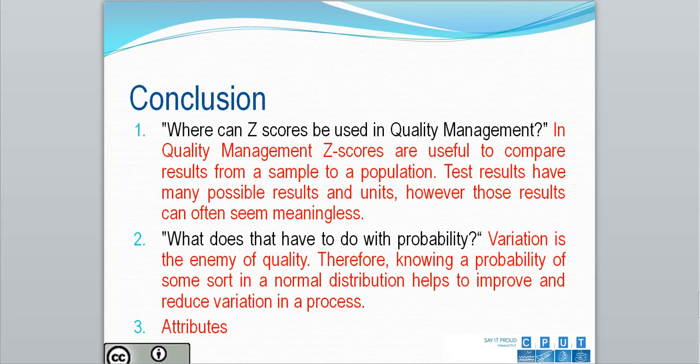So what does that have to do with probability? Variation is the enemy of quality. Therefore, knowing a probability of some sort in a normal distribution helps to improve and reduce variation in a process.